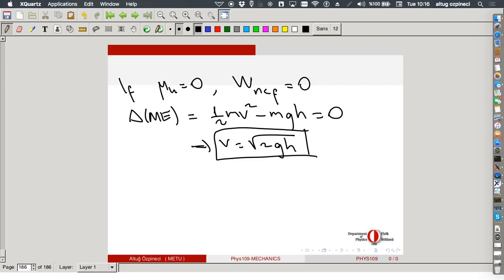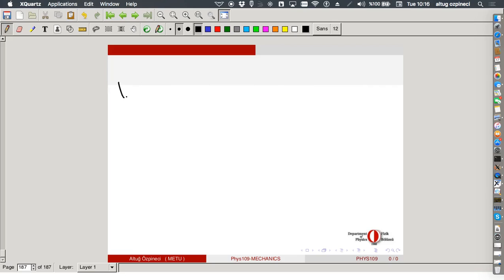Now, of course, there will be friction force. So first we have to calculate the friction force. So if mu k is non-zero, that is, there is friction force, what is the magnitude of the friction force?